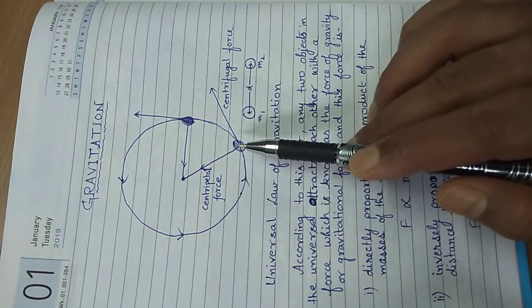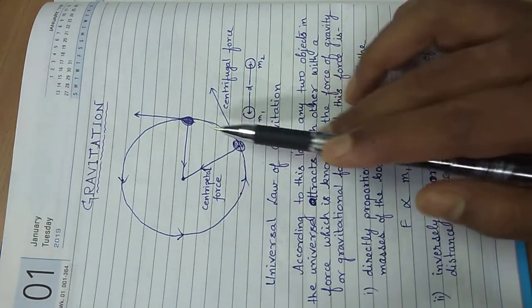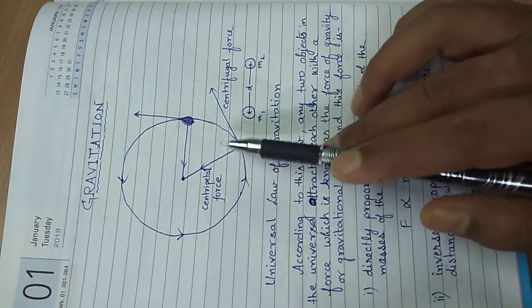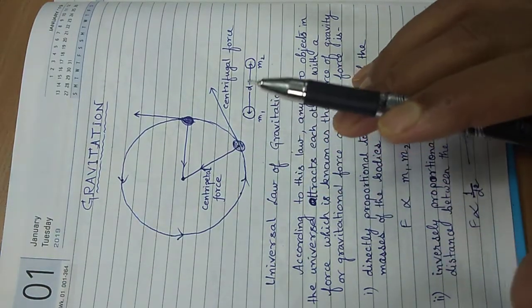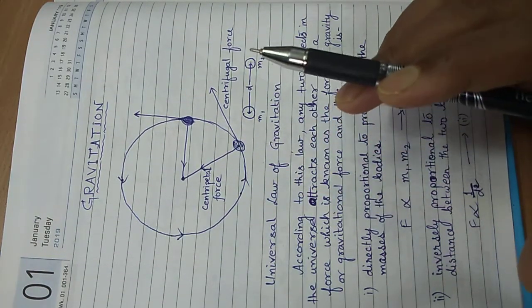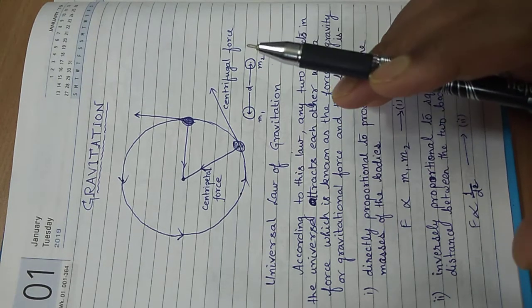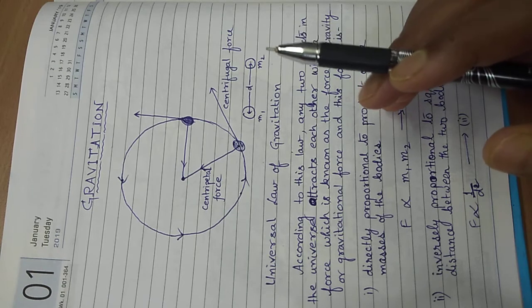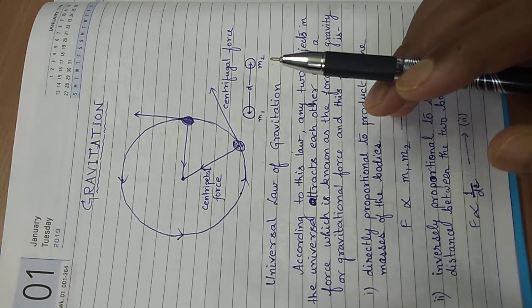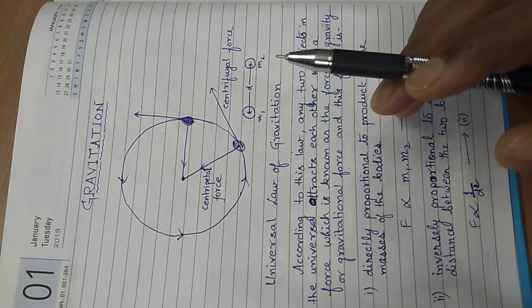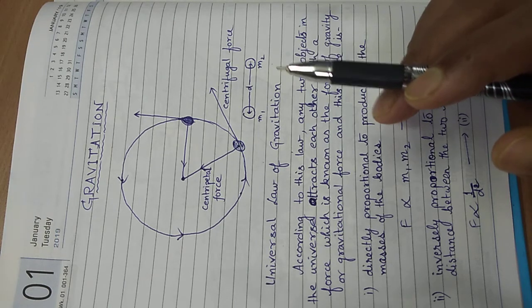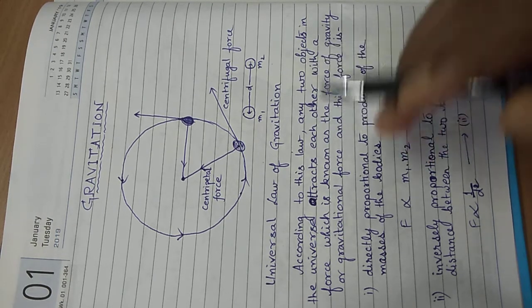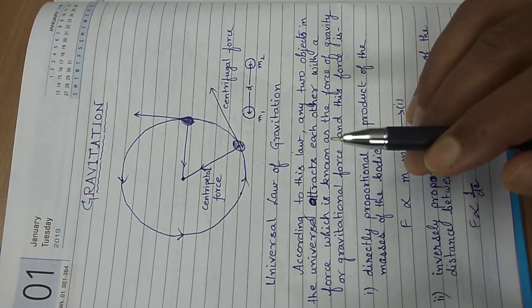That means in order to keep this stone in its path, you have to continuously keep pulling the stone towards the center. This kind of force is also experienced by any heavenly object, let's say satellites going around the planets or the planets going around the sun. They always experience a centripetal force, and from here we have the universal law of gravitation.